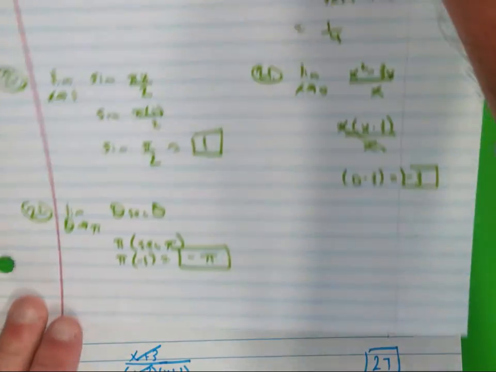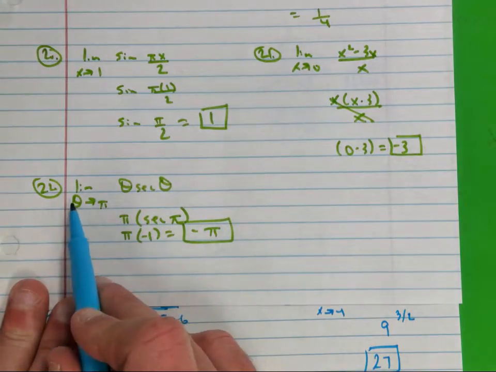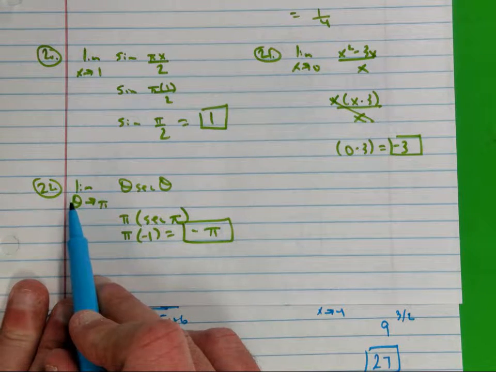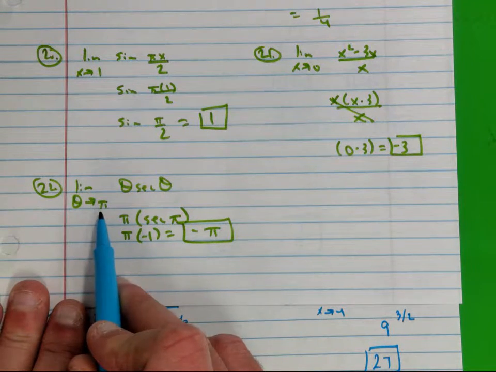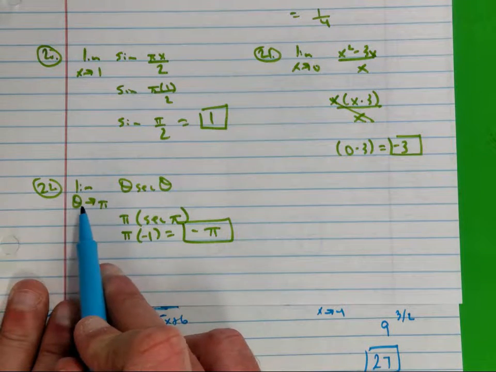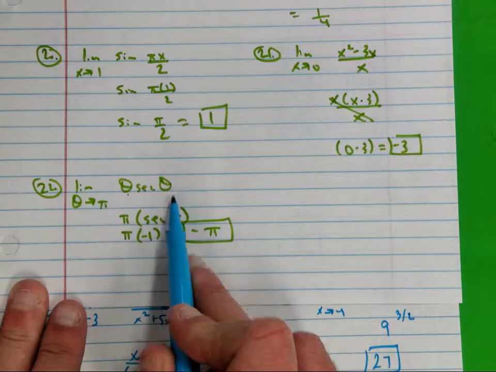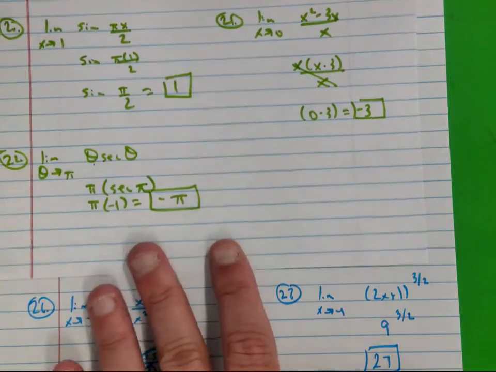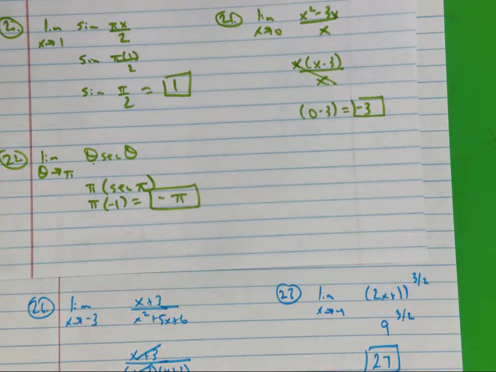Number 22. The limit as theta approaches pi of theta times secant of theta. It can be theta, it can be x, it can be anything. Direct substitution: I'm going to plug pi in for theta there and theta there. Secant of pi.